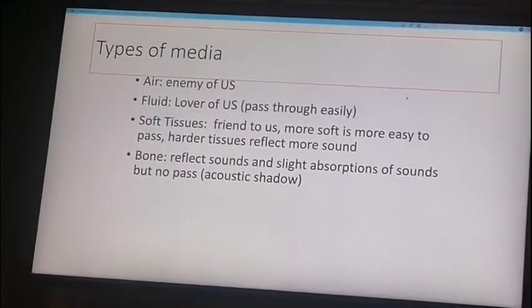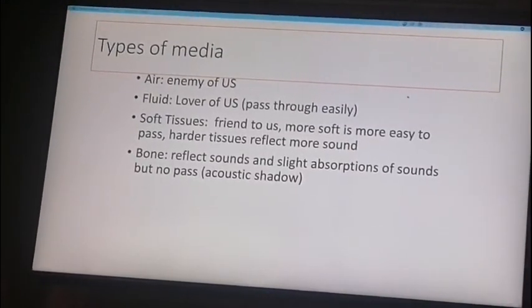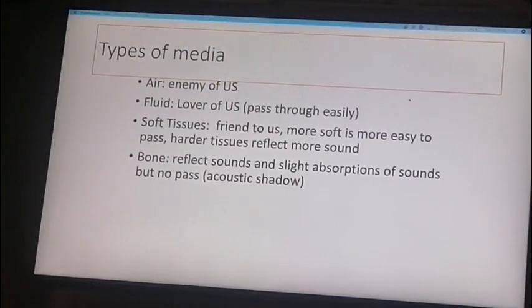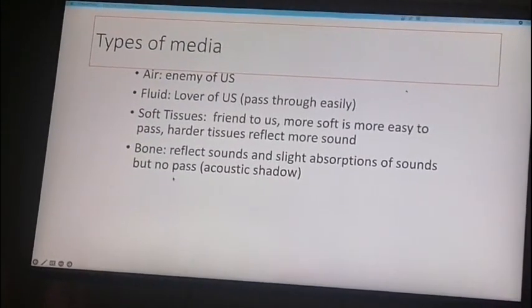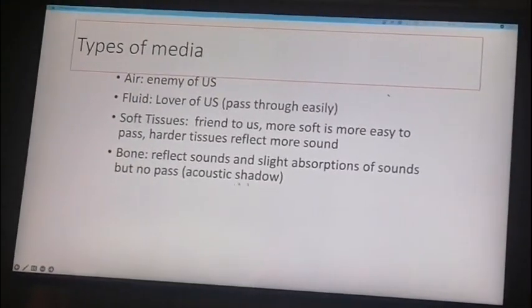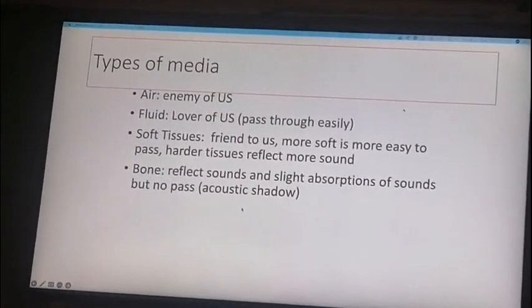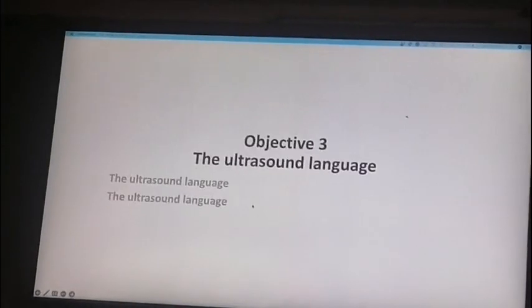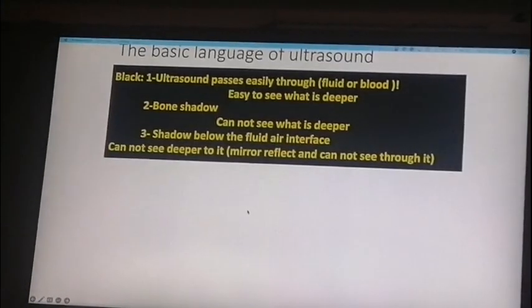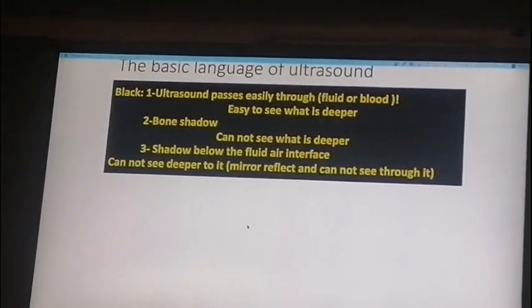Bone reflects the ultrasound, so we cannot see anything underneath. It reflects sound with slight absorption, but no passage, which we call acoustic shadow. So we can see only the tracing of the bone and anything below as a shadow. We call it bone shadow or acoustic shadow. So let us see that in more clarification.